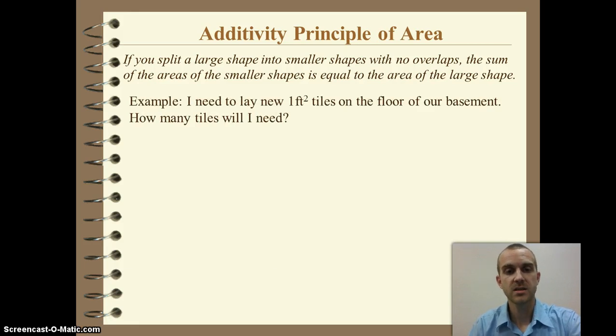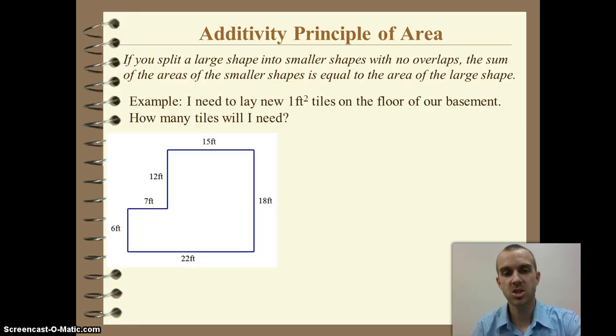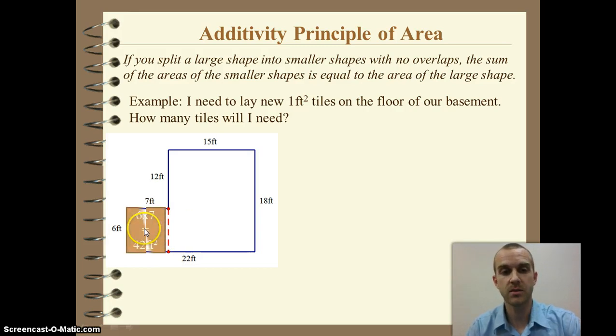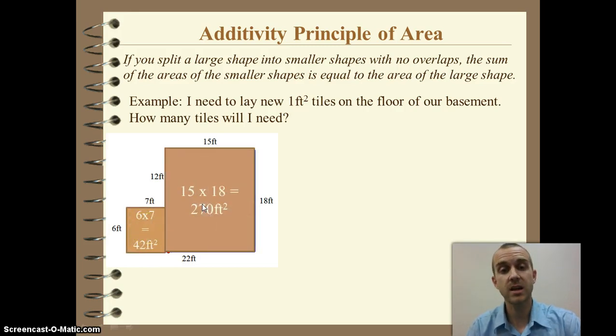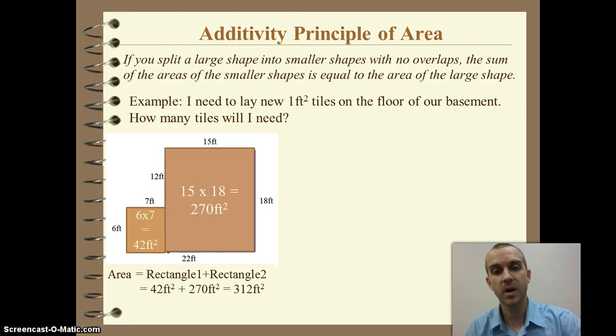For example, say that I have my basement and it's shaped something like this, and I need to lay down 1 square foot tiles. Well, this shape is not easy to find the area of as it is, but what I can do is split it into 2 smaller shapes. For example, if I just draw this line here, I now have 2 rectangles, a 6 by 7 and a 15 by 18. I can take those 2 areas, sum them together to get the entire area of my basement.